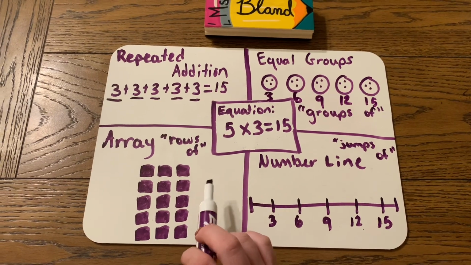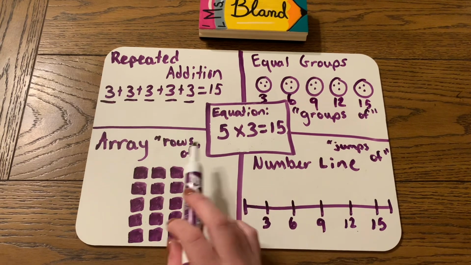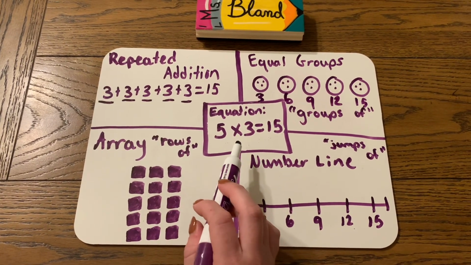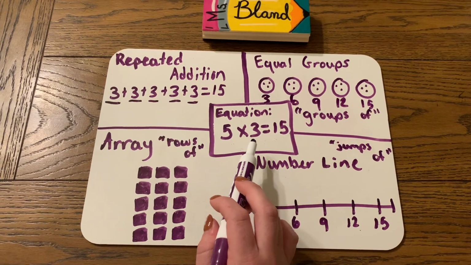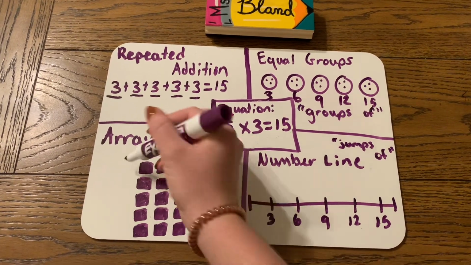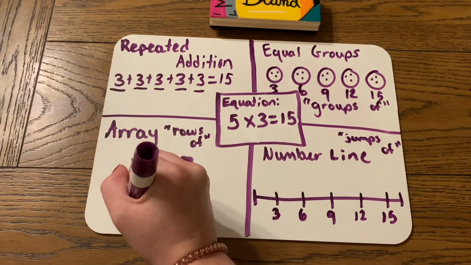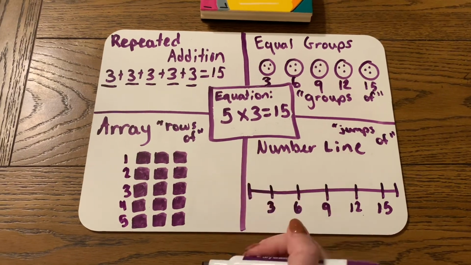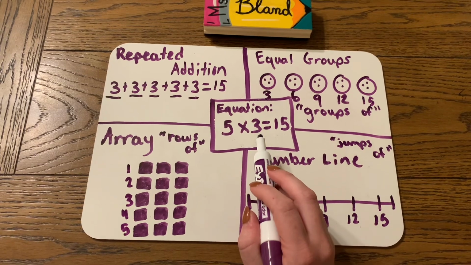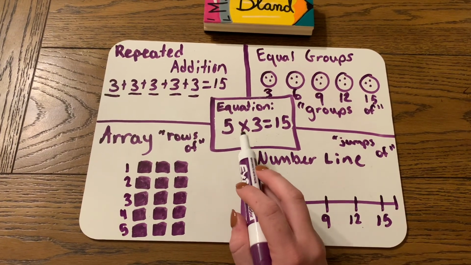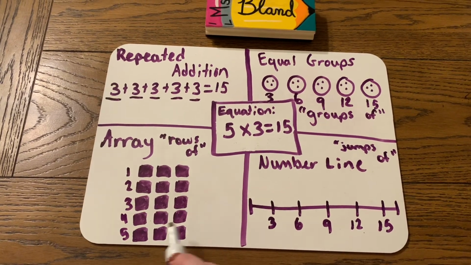Next is arrays. So again, arrays also read like a sentence similar to equal groups. But this time though, the multiplication sign says "rows of." So this is 5 rows of 3 equals 15. So I have my rows 1, 2, 3, 4, 5. So I have 5 rows, and in each row there are 3 squares. So again, 5 rows of 3.